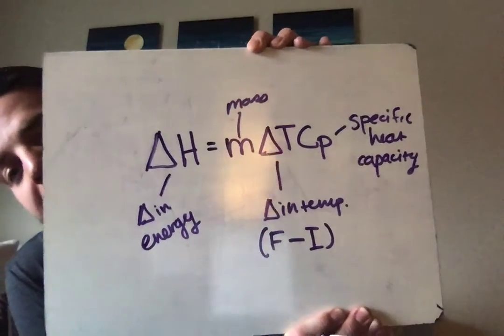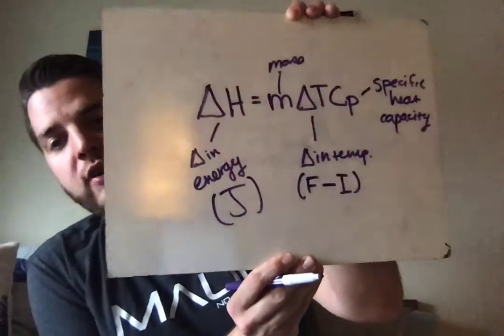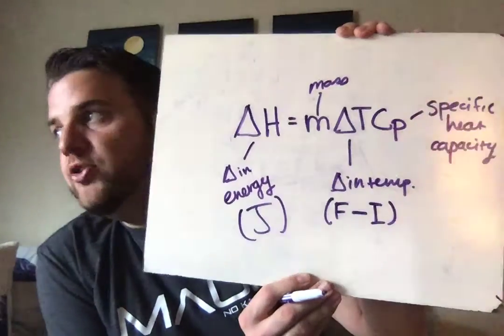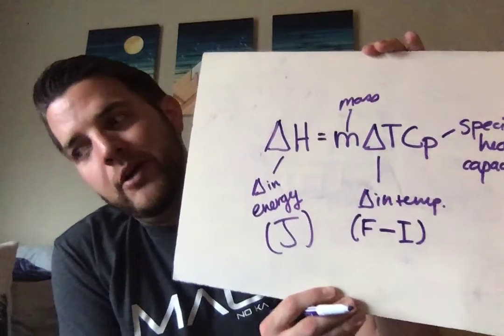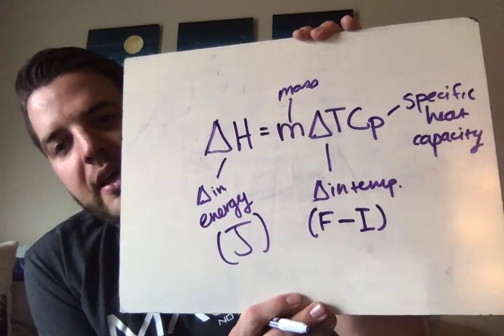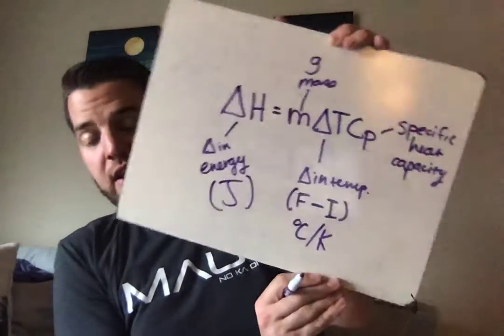So delta H is change in energy. That is going to be measured in joules. So just capital J, joules. Could be in kilojoules, but we don't use kilojoules really. Kilojoules would show up a lot in physics, but most of the time we're using joules because it's a pretty small reaction. Mass is going to be in grams, like most masses we work with. Temperature is either going to be degrees Celsius or it could be in kelvins.